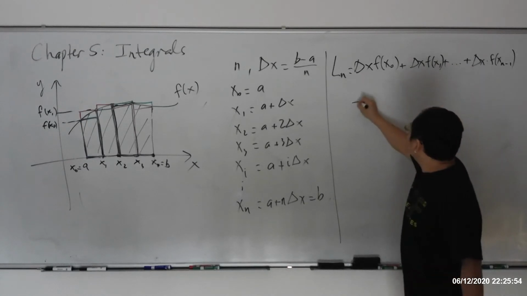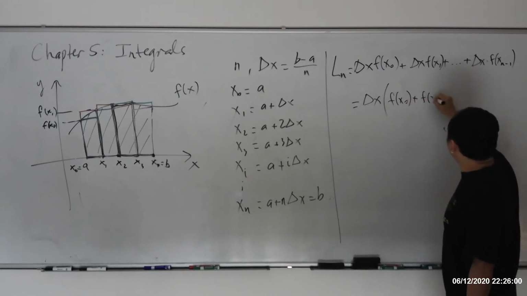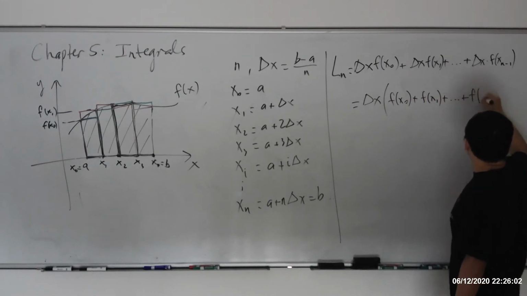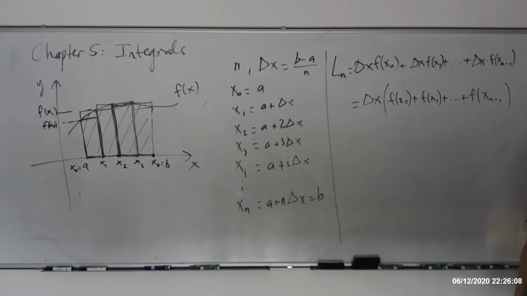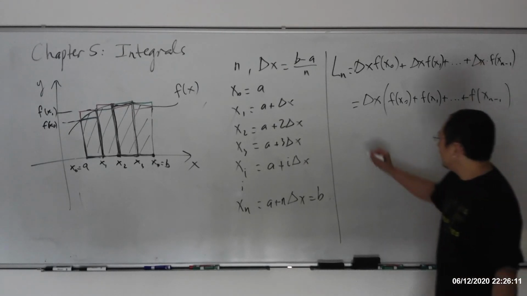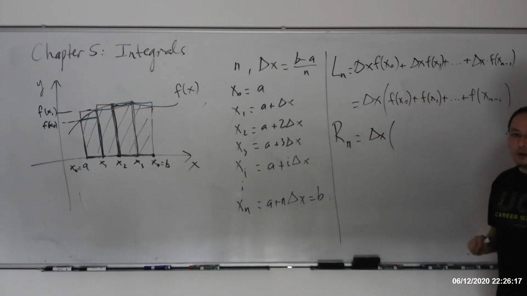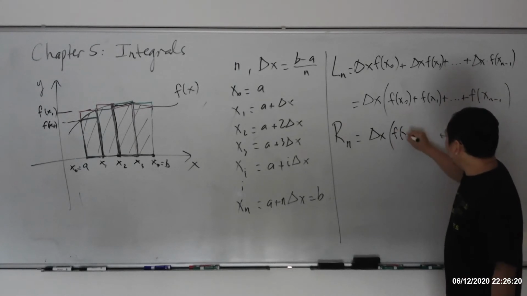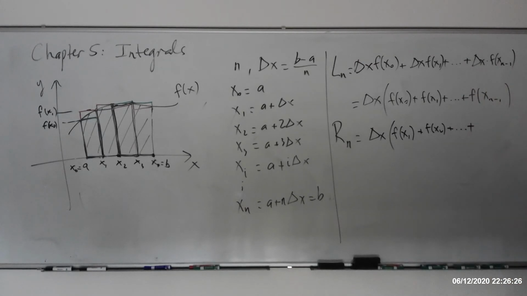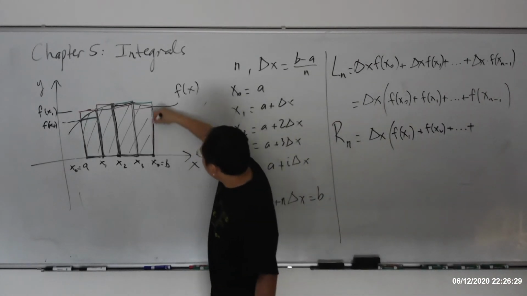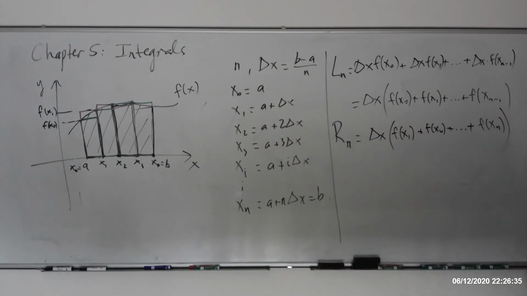Since everything has delta x, you can factor delta x out as a common factor: f of x0 plus f of x1 all the way to f of xn minus 1. And this is the left approximation. Similarly, the right approximation, Rn, will be delta x times, now guess what? The first function is not f of x0 anymore. It's going to be f of x1 plus f of x2, and the last one will not be xn minus 1, because now we are using the right bar. The last one is going to be f of xn.